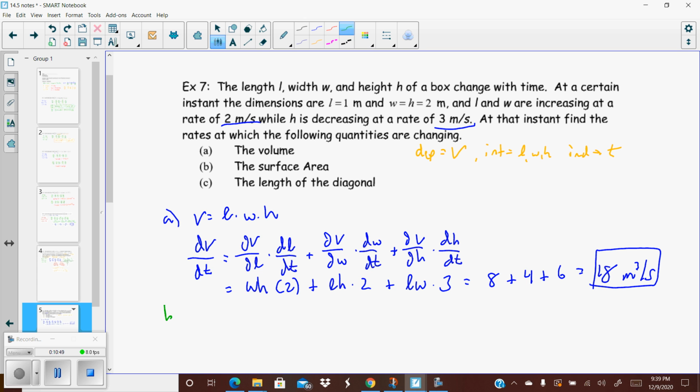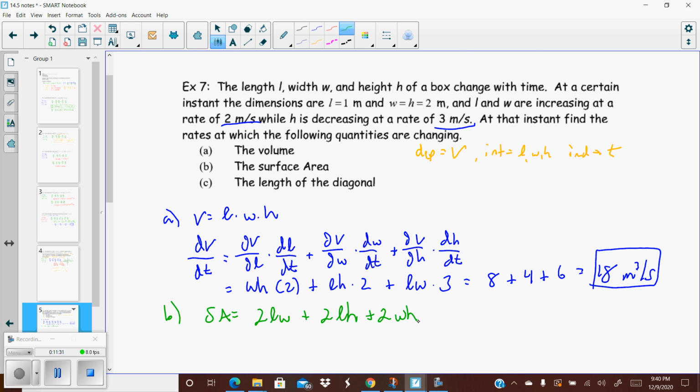Part B, surface area. Okay, dependent and intermediate independent variables, all the same, except in this case, the dependent variable is going to be surface area, so SA. We need the equation for the surface area. This is a box, so you're going to have 6 sides. You're going to have one side which is the length times the width of the box, which of course is going to be doubled because you've got 2 of those. 2 length times widths. You're going to have 2 length times height, and you're going to have 2 width times height.